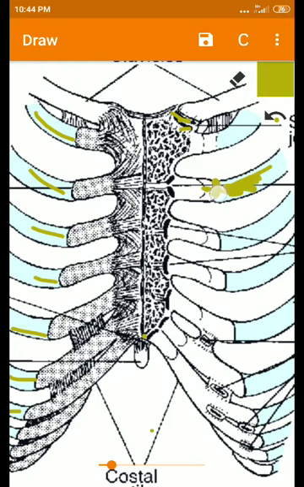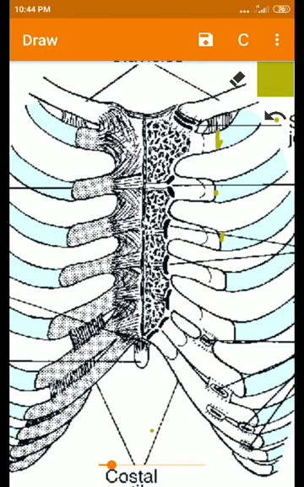The costochondral joint is a primary cartilaginous joint. Here no movements take place in costochondral joints because they are primary cartilaginous joints. And also the first costal cartilage forms the first costosternal joint. So all these costochondral joints are primary cartilaginous joints.